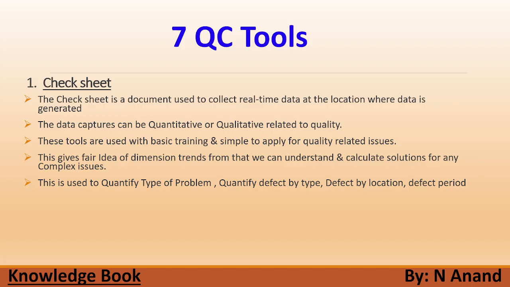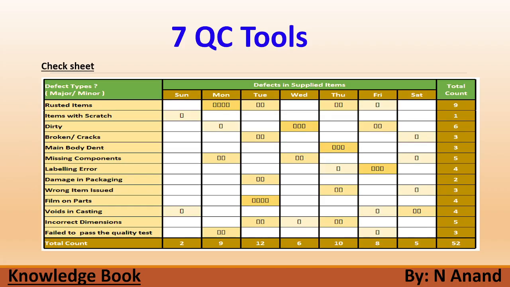This is used to quantify a type of problems, quantify the defects by type, defects by location, and defects by period. This is an example of a check sheet. Here you can see vertically we identified the defects, and horizontally all the defects are monitored in quantity in a week's time. We can take the actions as per the severity and the major quantity which is identified in this chart.